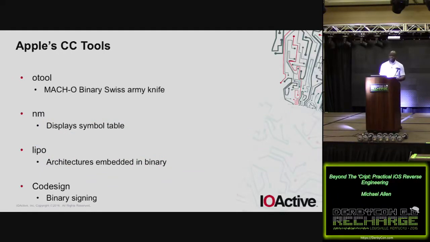So you have otool, which we mentioned earlier on, the Mach-O Swiss army knife. You have nm for dumping symbols, lipo for thinning the binary. The binary may be a fat binary, which means that it supports multiple architectures. You might just be interested in a particular architecture, so you use lipo to thin the binary. And then there's codesign for binary signing. Truth is, you need none of this. jtool pretty much does all of this and then some, right?